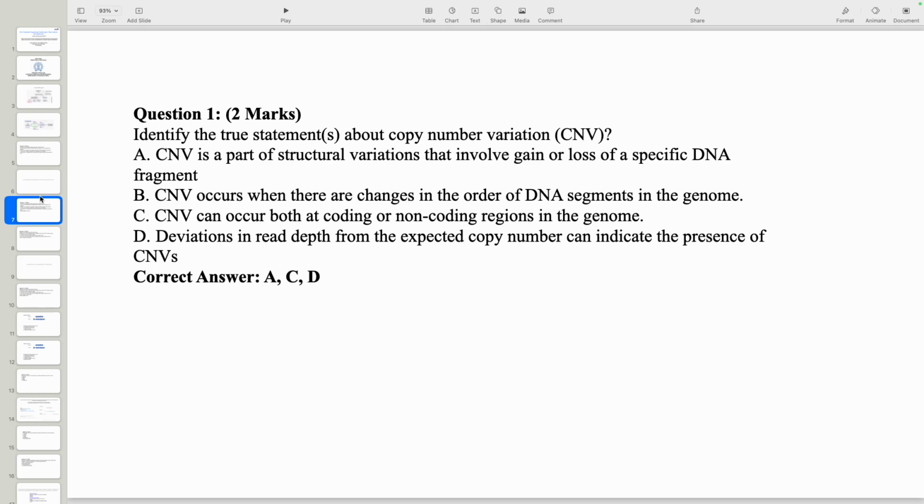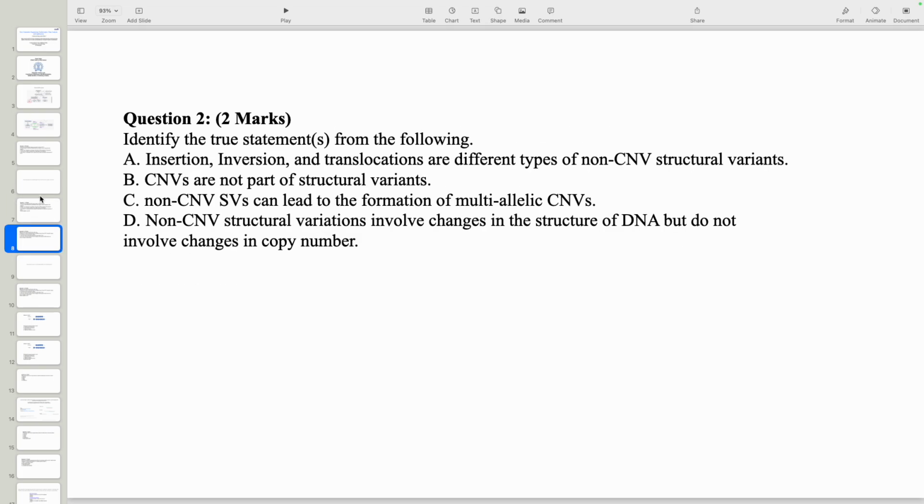Okay, we'll move to our next question. Question number 2. Identify the true statements from the following. A. Insertion, inversion and translocation are different types of non-CNV structural variants. B. CNVs are not part of structural variants. C. Non-CNV SVs can lead to the formation of multi-allelic CNVs. D. Non-CNV structural variation involves change in the structure of DNA but does not involve change in copy number. Please try to answer this question.